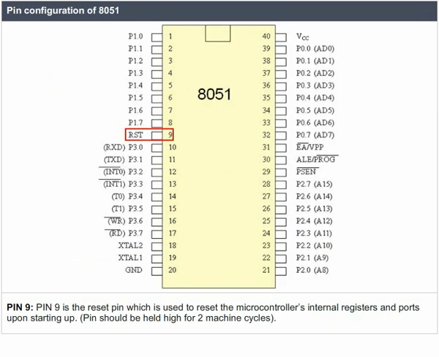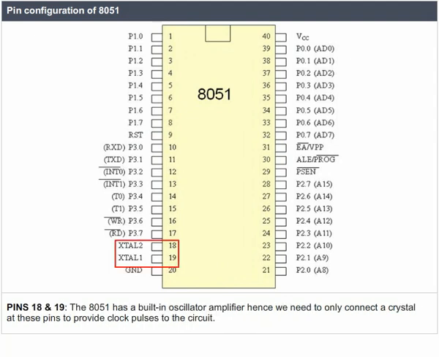Pin configuration of 8051. Pin 9 is the reset pin, which is used to reset the microcontroller's internal registers and ports upon starting up. Pin should be held high for 2 machine cycles. Pins 18 and 19. The 8051 has a built-in oscillator amplifier. Hence, we need to only connect a crystal at these pins to provide clock pulses to the circuit.